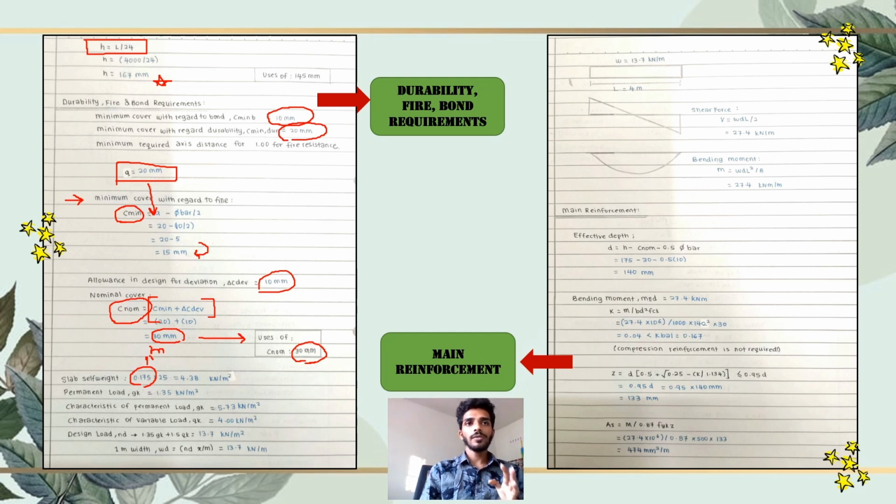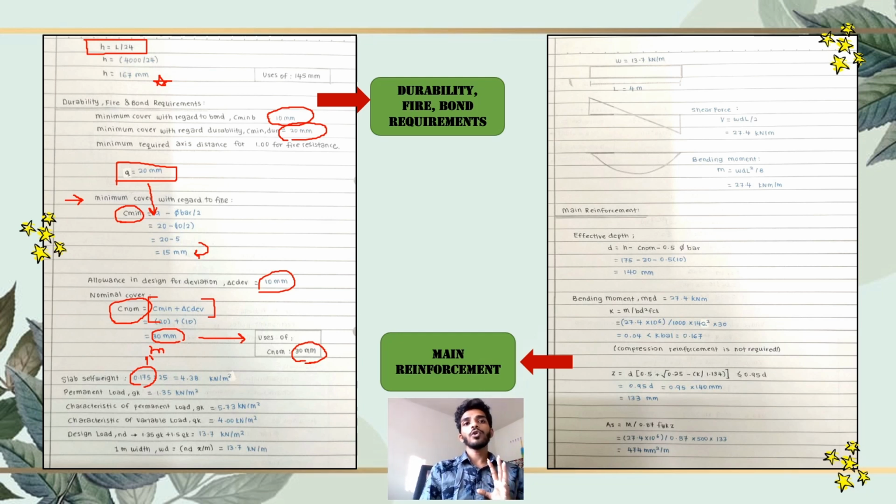So now we can see the permanent load, which is also known as GK. Previously we could understand 1.35 kilonewton per m square, and we characterize two characteristics: the permanent load, which is also known as GK, and also the variable load, which is QK. For GK we know that it is 5.73 and QK is 4.00 kilonewton per m square.